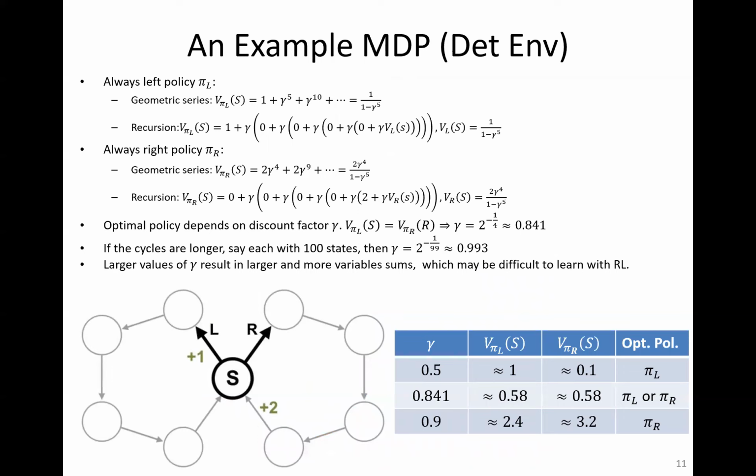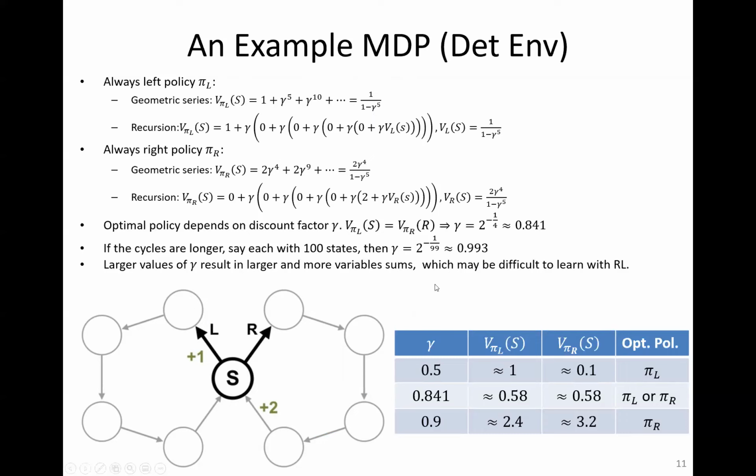So here's an example MDP to introduce the average reward. Every action has zero reward except these two. If you have an always-left policy, then you can compute the value for the state S as one reward, plus five steps later another one reward with a discount factor, gamma to the fifth power, and five steps later another one reward, gamma to the tenth. Eventually you have 1 over (1 minus gamma to the fifth), based on the geometric series sum. Or you can compute it with a recursion with the same result.